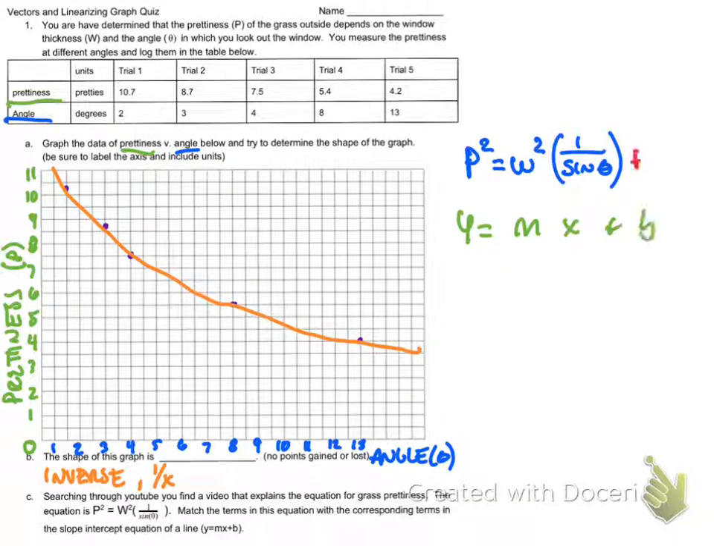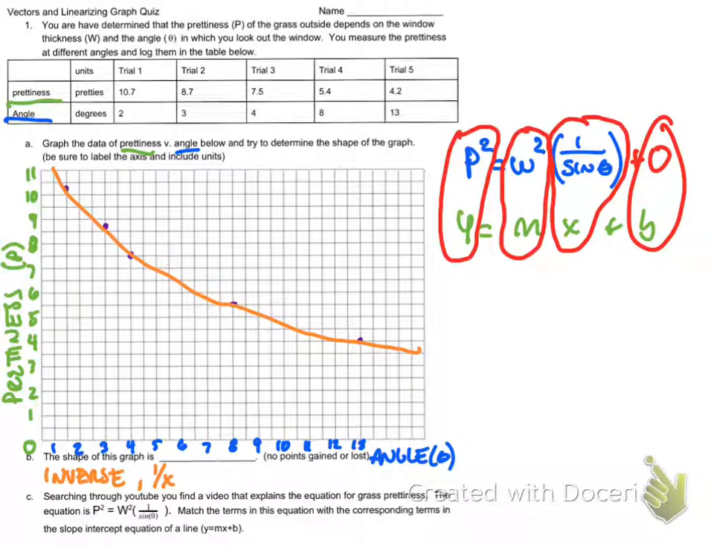We're given some fictitious equation where it says that p squared equals w squared times 1 over sine theta. And we match that up with y equals mx plus b. So what we have is that the y value matches up pretty easy with p squared. We have no plus anything, so b is 0, our y-intercept will be 0.